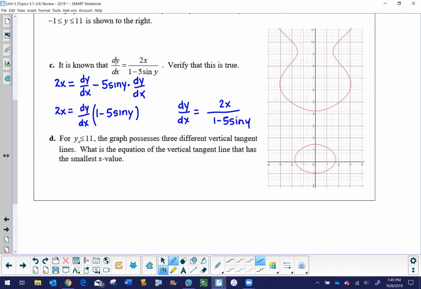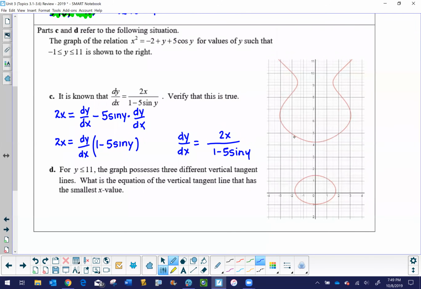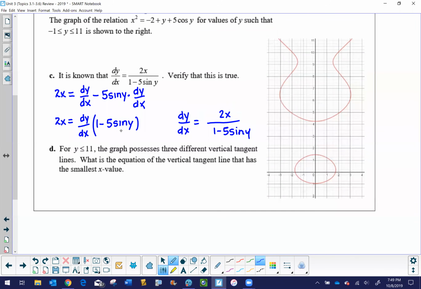It says for y less than or equal to 11, which is pretty much what we see on the graph, the graph possesses 3 different vertical tangent lines. Now, that is an outright lie, you guys. I've made an adjustment to this, and I'm trying to see if yours reflects that. I don't think yours reflects that. So let me explain what I mean by this is a lie. It should say this graph possesses 3 different vertical tangent lines where x is positive.